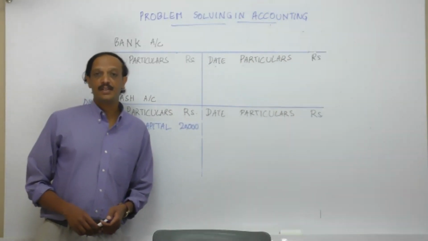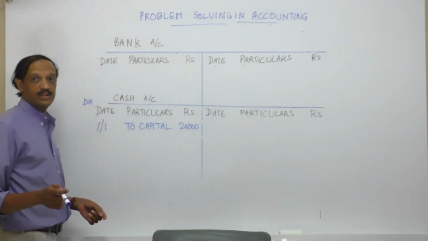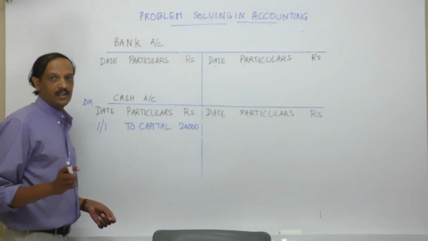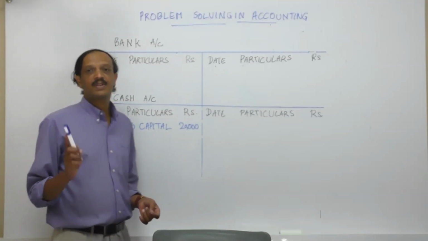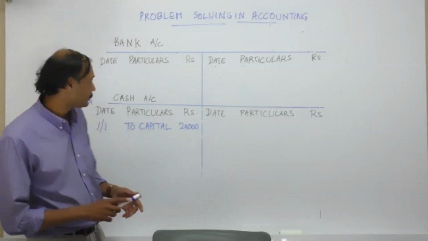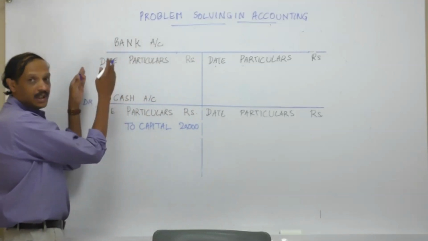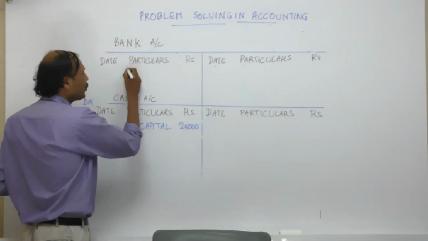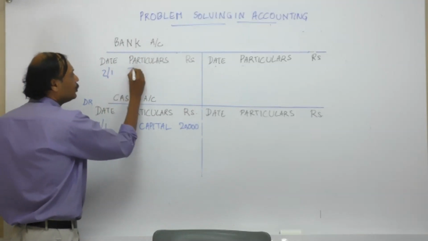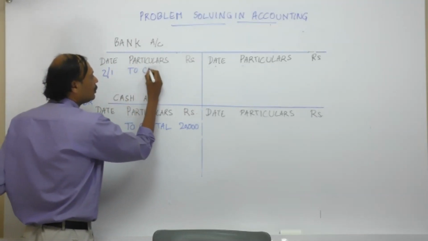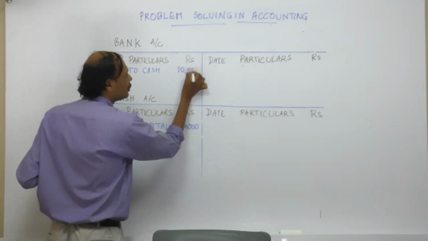The second transaction states that you paid money into the bank, an amount of 10,000 rupees. The two accounts involved here are bank and cash. If you remember, the journal entry that we passed was bank account debit to cash account. Here you have a bank account. Your bank is receiving, so you need to debit. Debit is on the left-hand side. The date of this is the 2nd of January. To cash, the amount is 10,000.